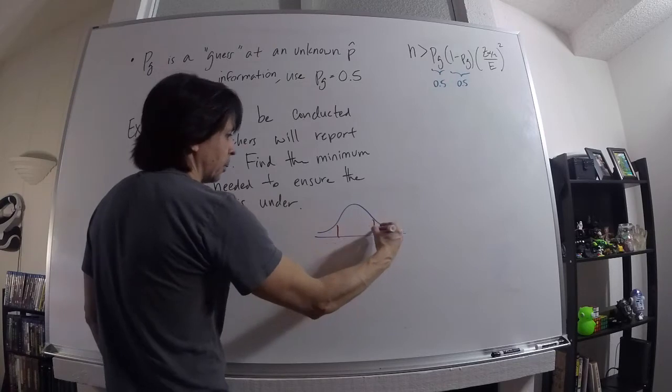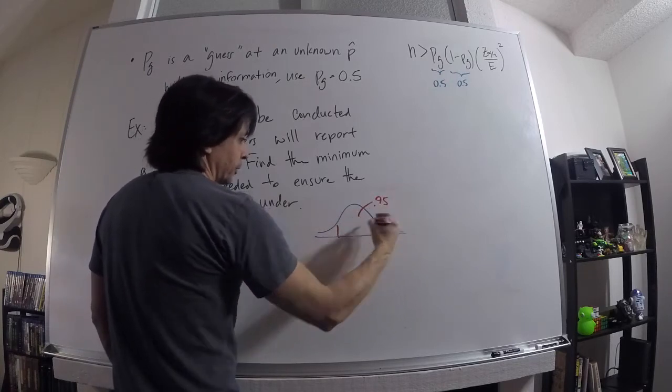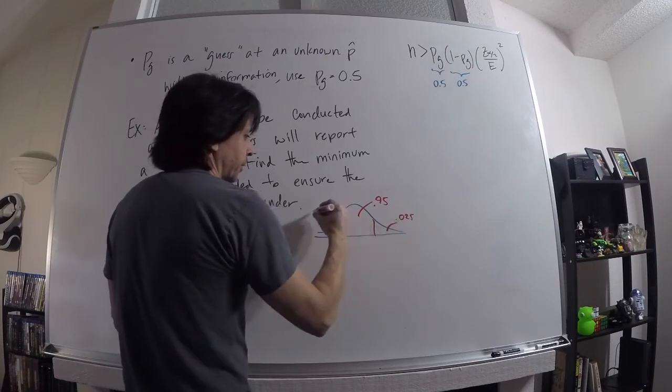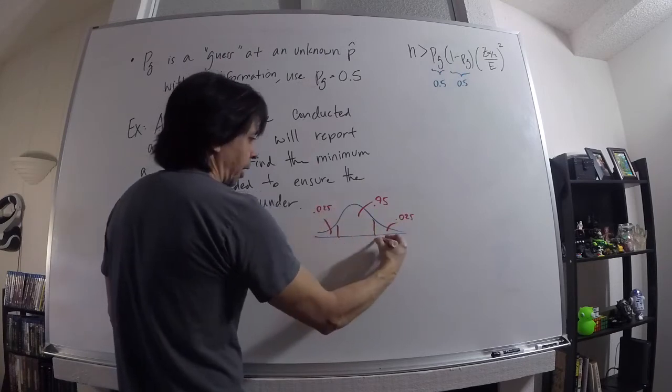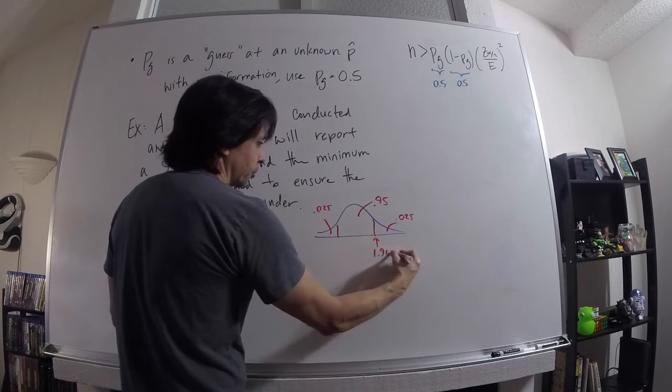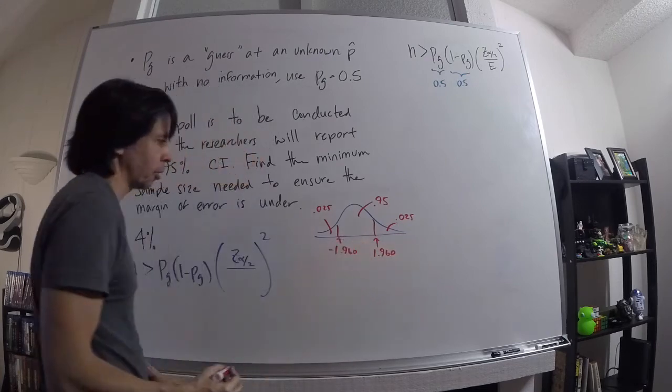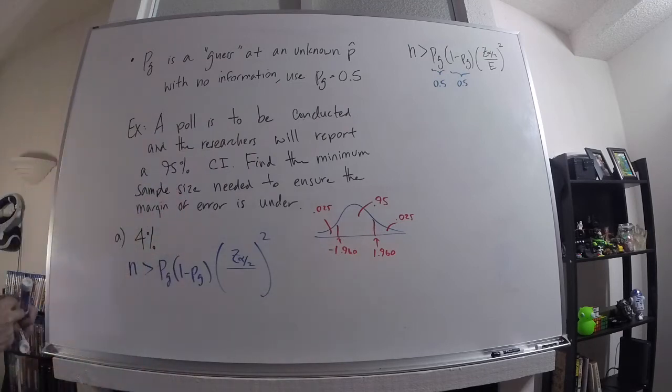95% in the middle. Tails are 1 minus that, divide by 2. Inverse norm of 0.025 gives me 1.960. I mentioned that's the one that all the media companies will be using because they're all doing 95%. Anyway, that'll be my Z.